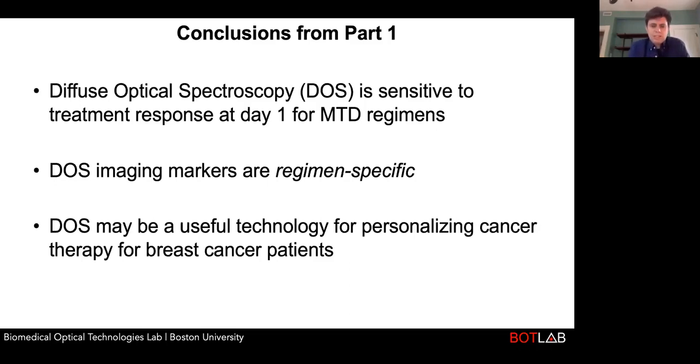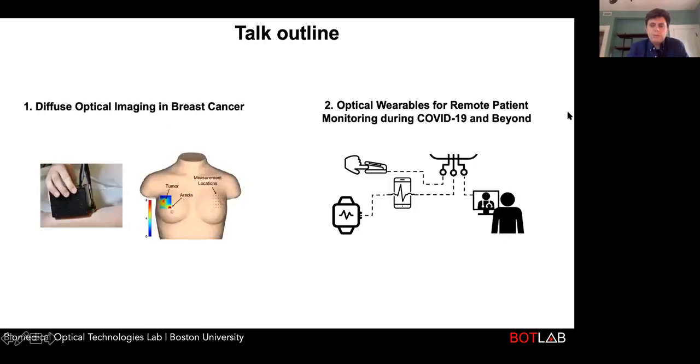And I'm going to switch gears now to the second chapter, where I'm going to talk about diffuse optical technologies during COVID and beyond, but still, we're going to come back to breast imaging again.